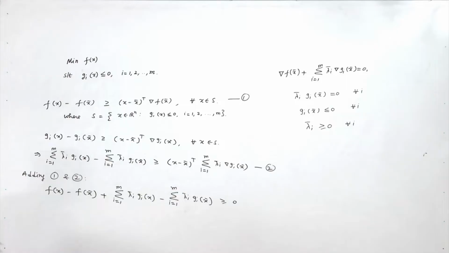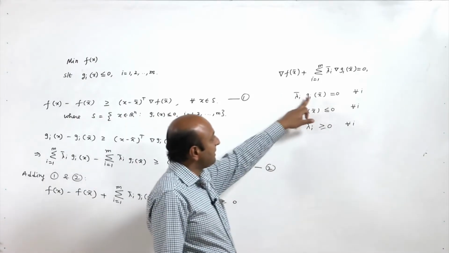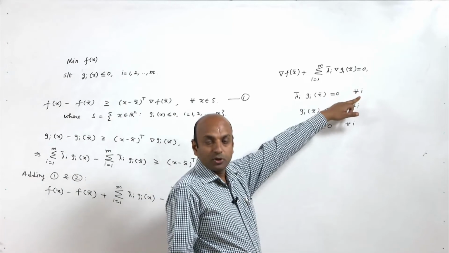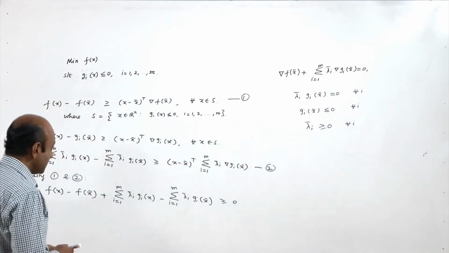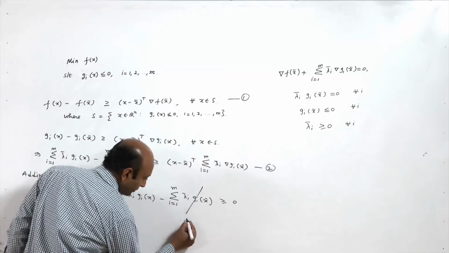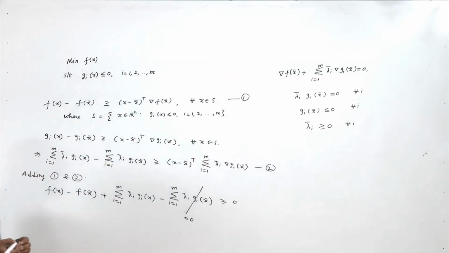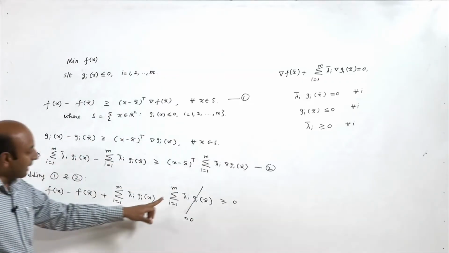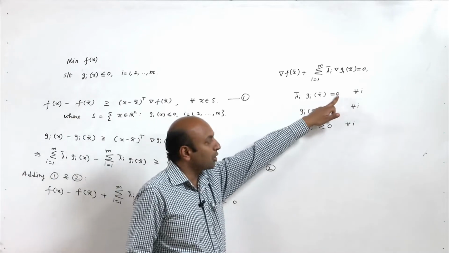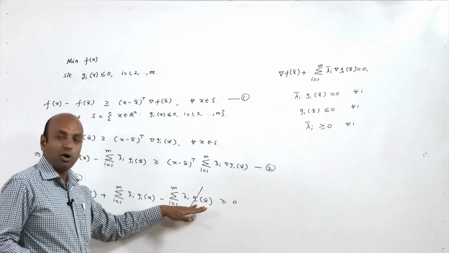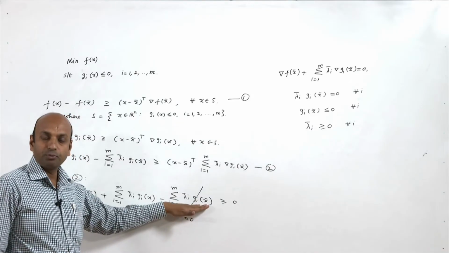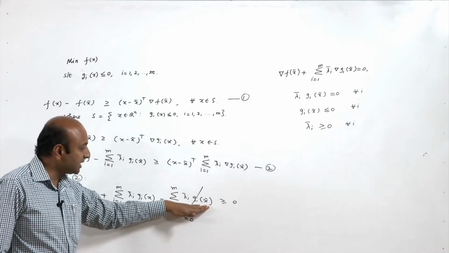Now, again lambda i bar g_i(x bar) equal to 0 for all i, so the sum will also be 0. So, we can easily see that this is equal to 0 because lambda i bar g_i(x bar) equals 0 for all i. Then this means the sum over i from 1 to m will also be 0, because for each i it is 0.